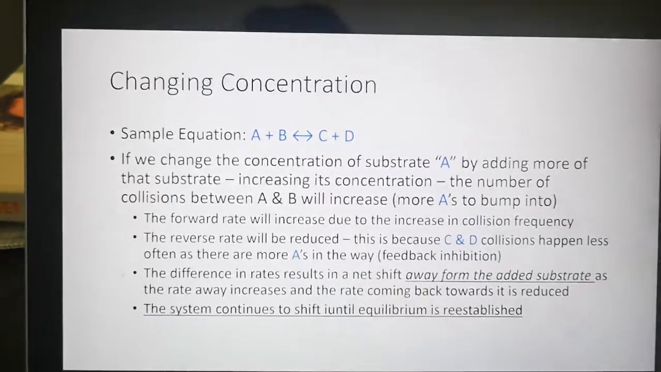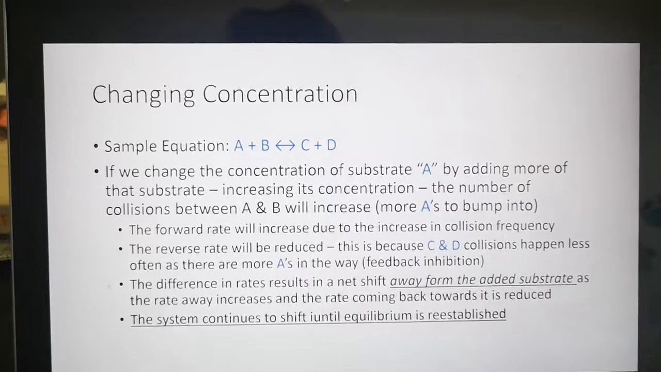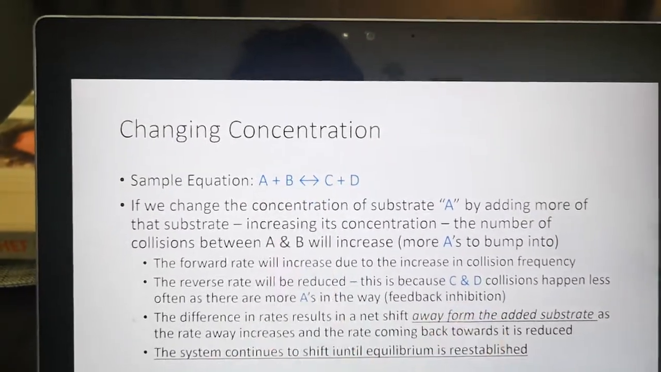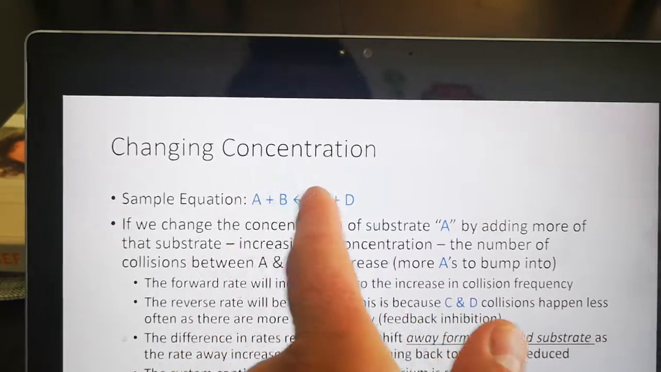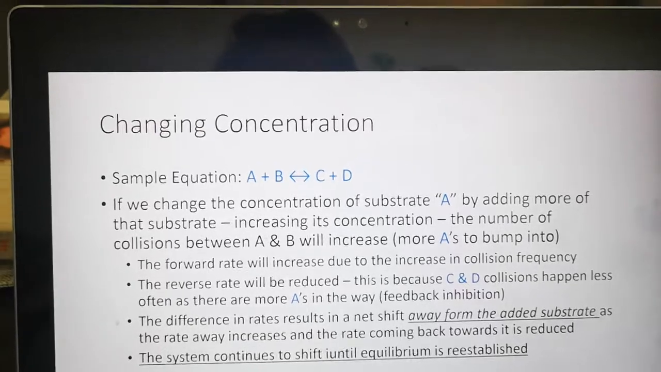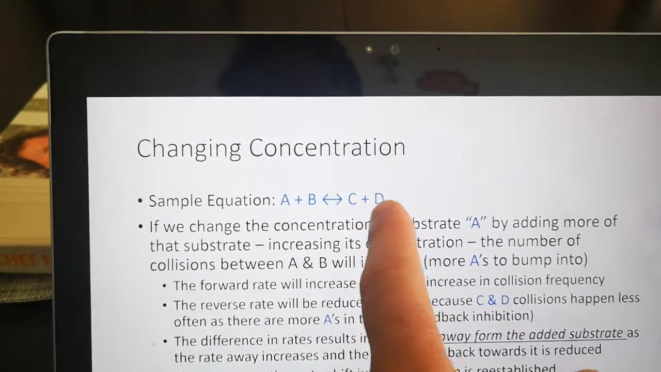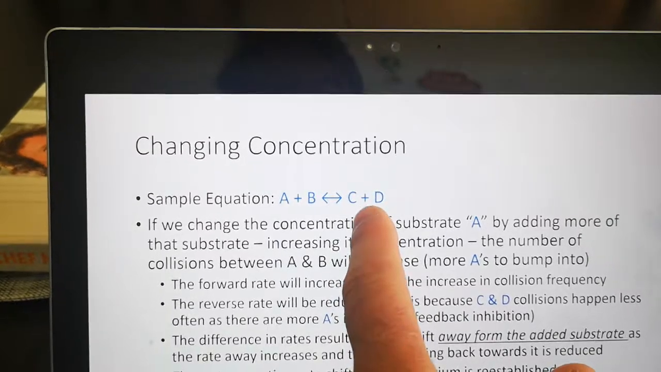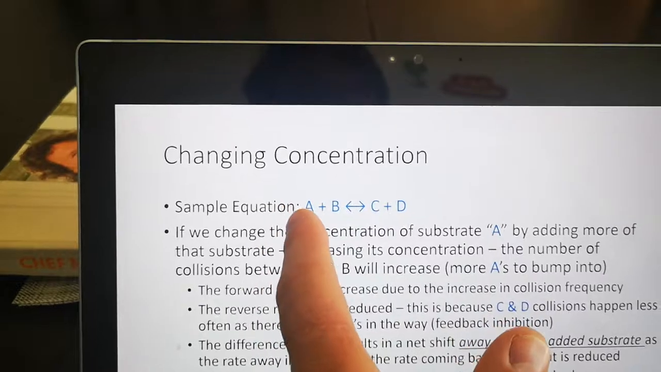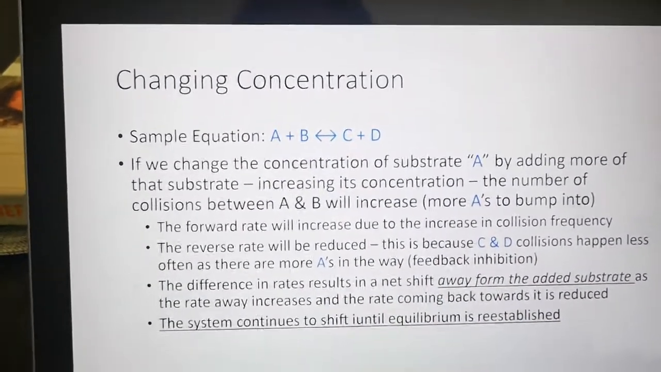The first way you can stress a system is by changing the concentration. So in our sample equation, if we increase the amount of A, it bumps into B more often. If A bumps into B more often, that means the forward reaction happens more often. The system begins to accelerate in the forward direction, making more products. Now the C and D collisions actually decrease, because C and D bump into each other less often, since all these A's we added get in the way. That's called feedback inhibition. So the reverse reaction slows down.